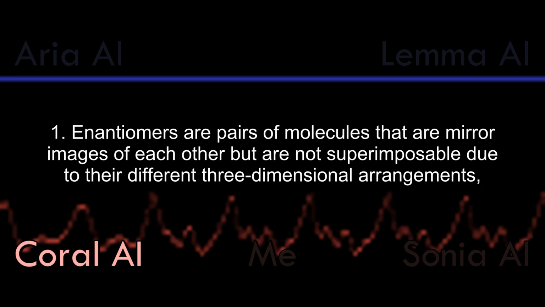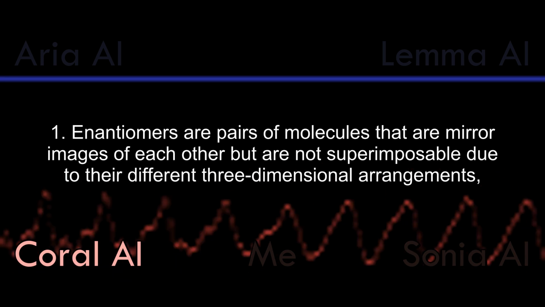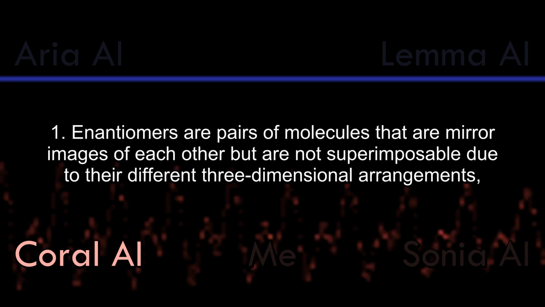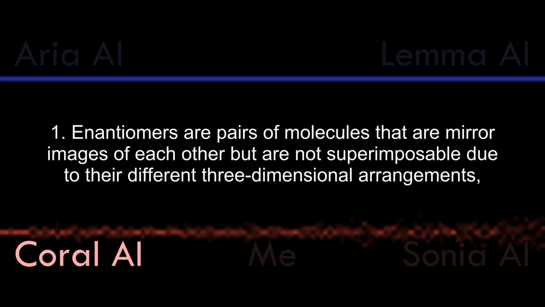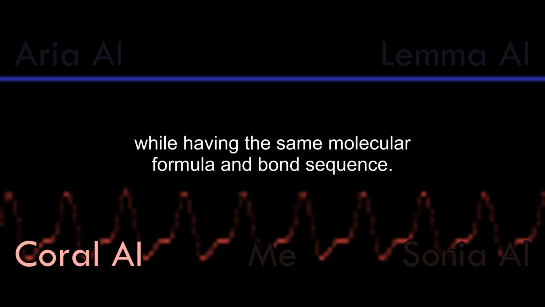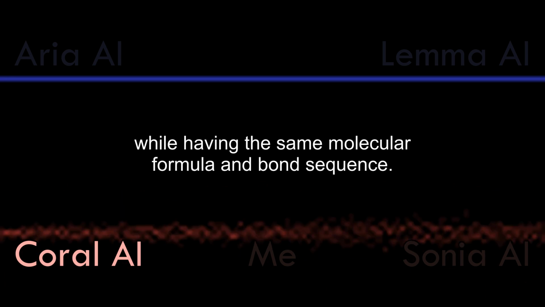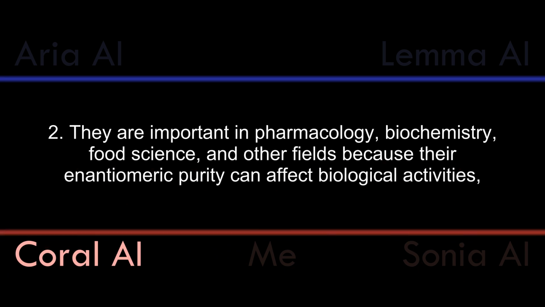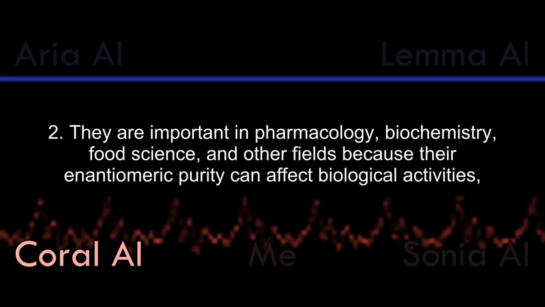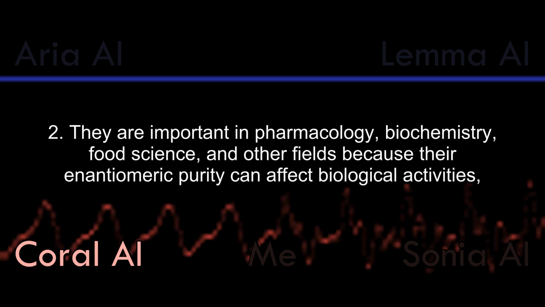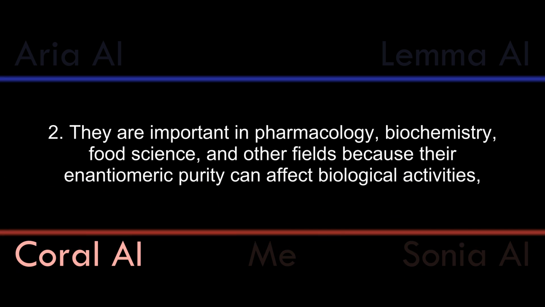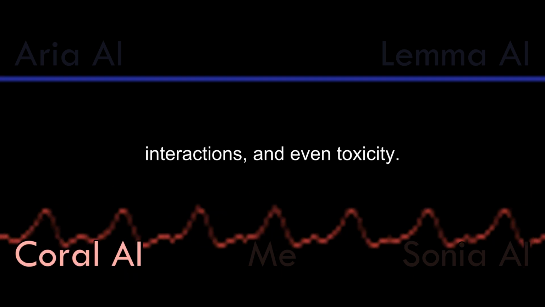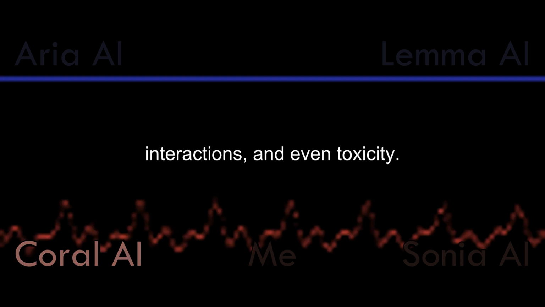1. Enantiomers are pairs of molecules that are mirror images of each other but are not superimposable due to their different three-dimensional arrangements, while having the same molecular formula and bond sequence. 2. They are important in pharmacology, biochemistry, food science, and other fields because their enantiomeric purity can affect biological activities, interactions, and even toxicity.